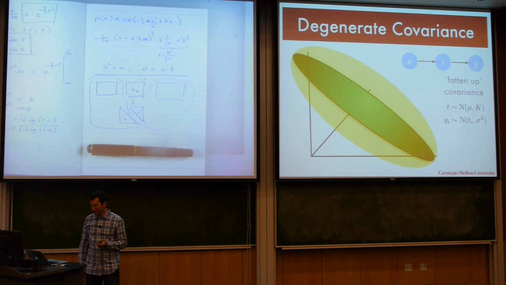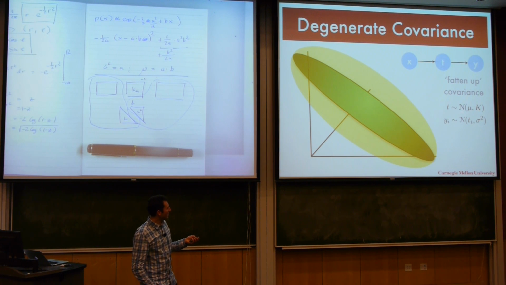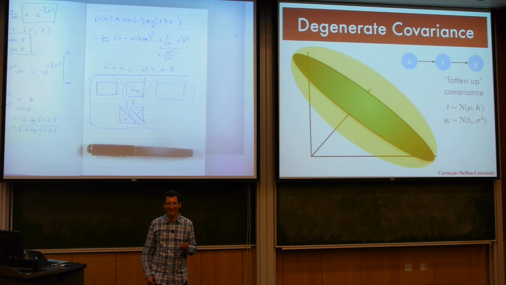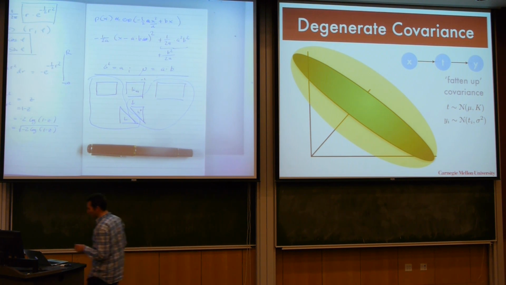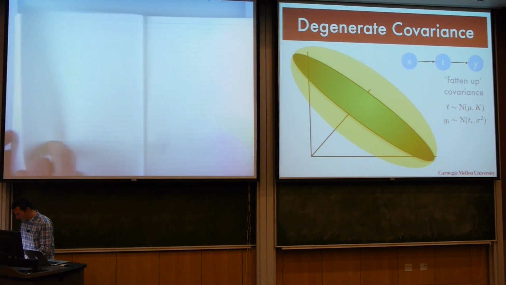And here's the math that goes with it. I'm assuming that my t's are, as before, drawn from a normal distribution with mean mu and covariance matrix K. And then the various y_i's are drawn from a normal distribution with mean t_i and covariance sigma squared. Now this should look awfully familiar from your first homework, right? Okay, so if you did the homework, you would already know the answer. Let me just walk you through that.